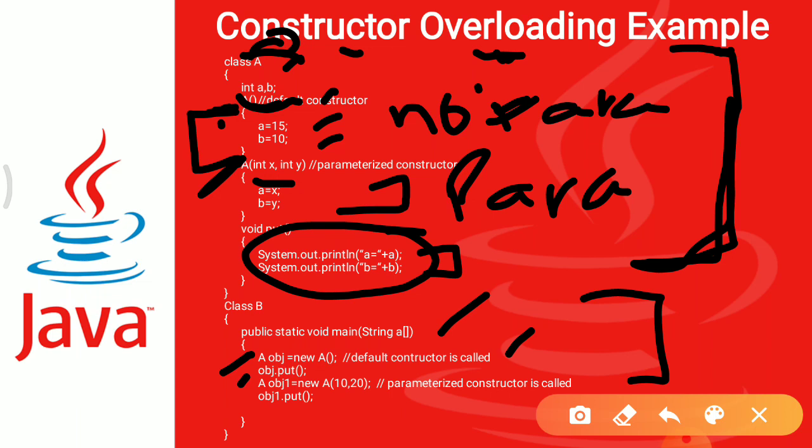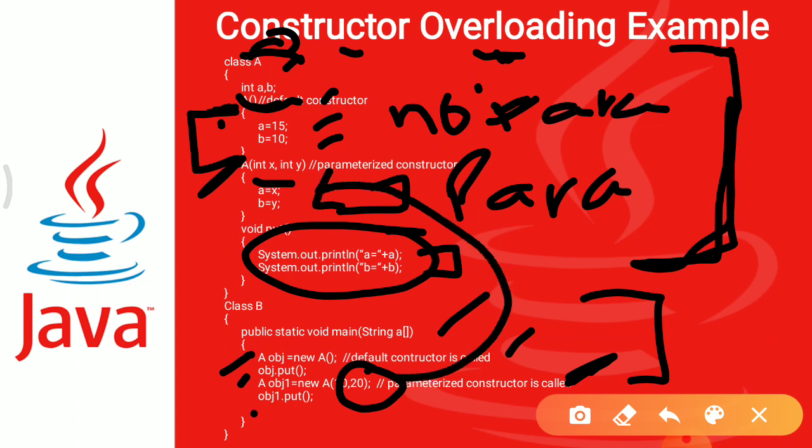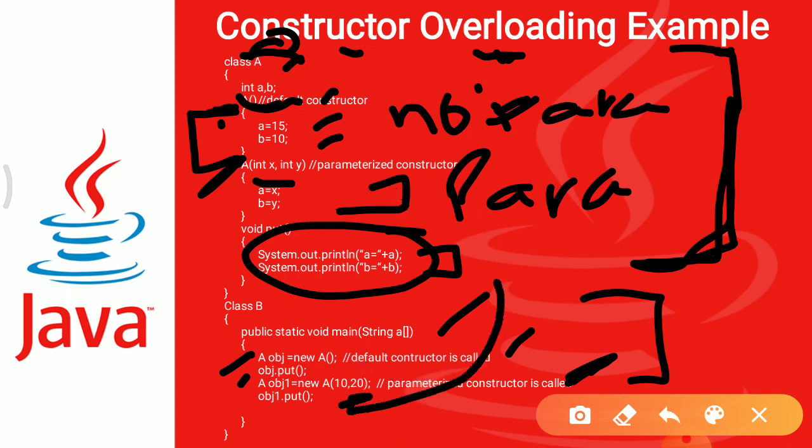After that we are going to call the parameterized constructor. How do we call it? A obj = new A, and we have passed two parameters, so it will go to the parameterized constructor. This will copy x and y to a and b. If we again access the put method, it will give the output 10 and 20. So this is constructor overloading.